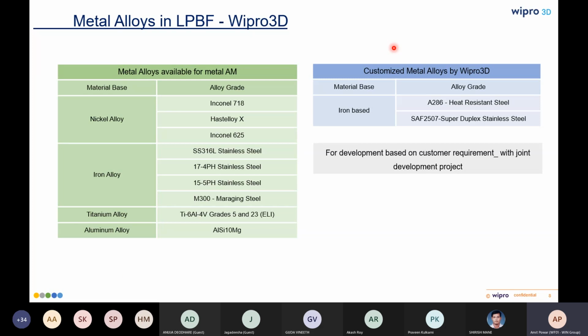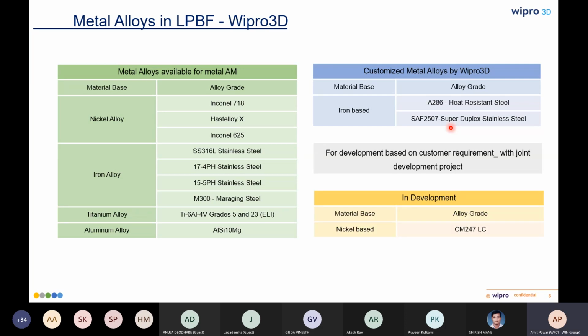Basically, we are also involved in custom metal alloy development for additive manufacturing. In the last 2 years, we have developed two materials: A286, which is a heat resistant steel, and SAF2507, which is a super duplex stainless steel. We developed the parameters for these two alloys, and now we are processing both of these materials through AM. And I can say that in India, we are the only ones processing these two materials.